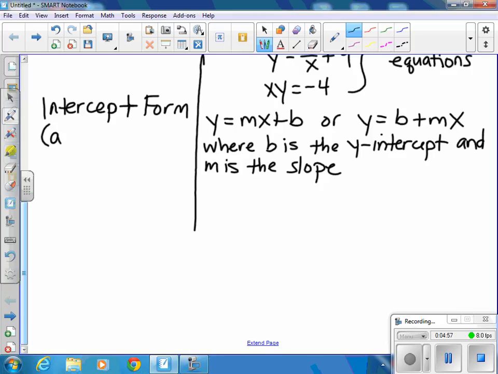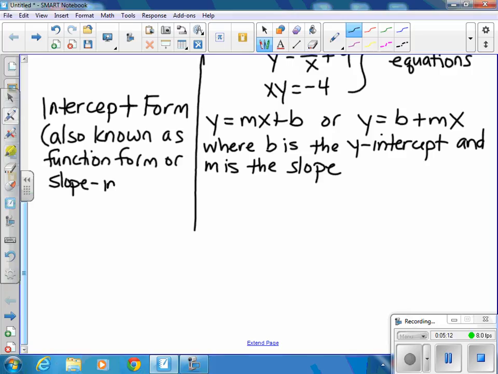And for intercept form, there's some other names that they give it. You may also see this written in the directions as function form or slope-intercept form. All of it means exactly the same thing. So when they ask you to put the equation in function form, they're asking you to put it into y equals mx plus b. So just realize that all of those mean the same thing.